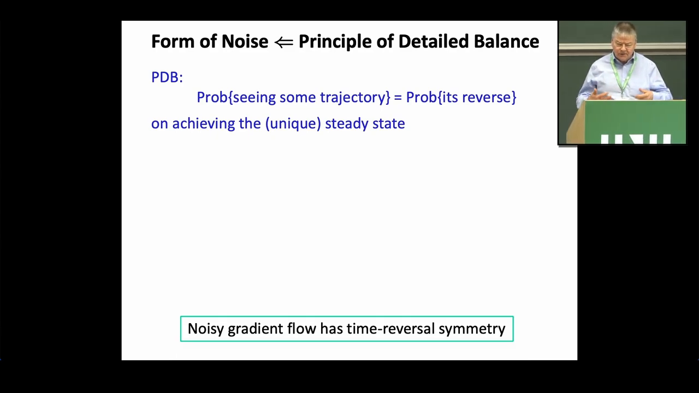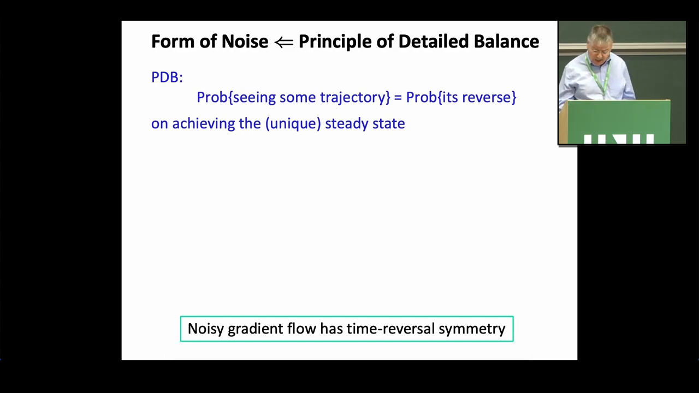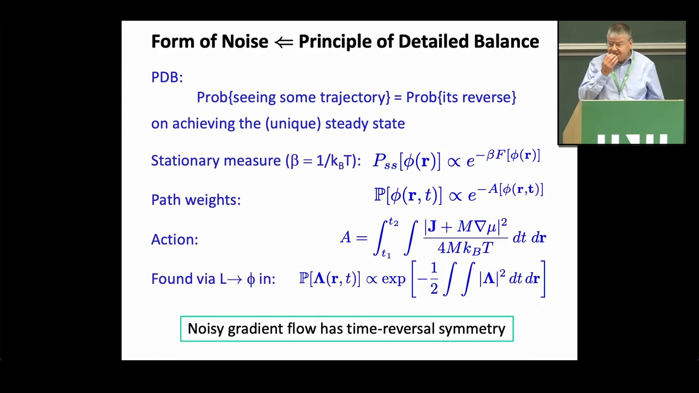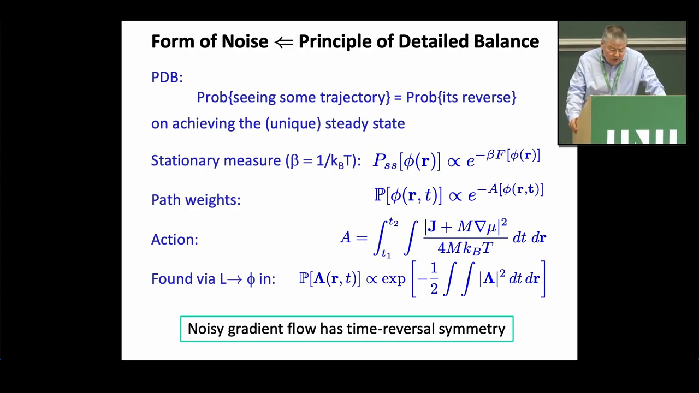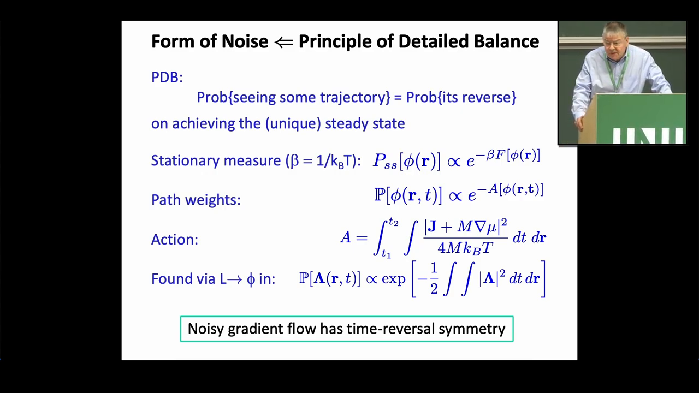So the character of this noisy gradient flow is very specific and lands on a state which is fluctuating with time reversal symmetry. This has many deep consequences, which are the kind of obsession for statistical physics in this field. Namely, if you know this, then you know the stationary state. I've told you it's the Boltzmann distribution. That's sometimes called a stationary measure. Beta is one over kT in this talk.